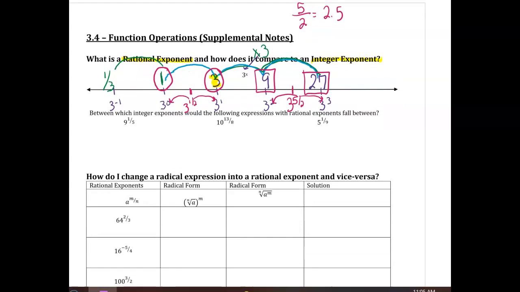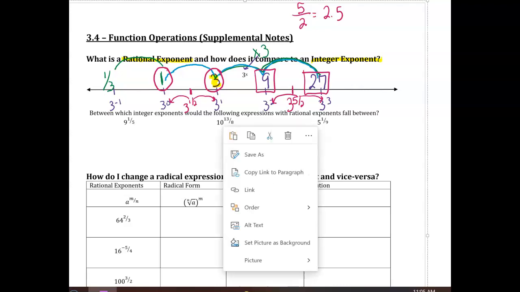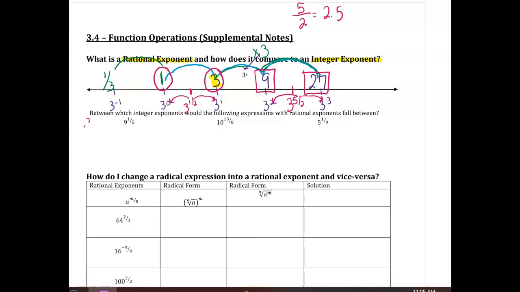So between which integer exponents would the following expressions with rational exponents fall between? Let's start with 9 to the 1/5. 1/5, if you look at it as a decimal, is just 0.20. If that helps, you can think of it as money, like 20 cents. And that would fall in between 9 to the 0 and 9 to the first. 0.20 falls in between 0 and 1 as far as exponents go.